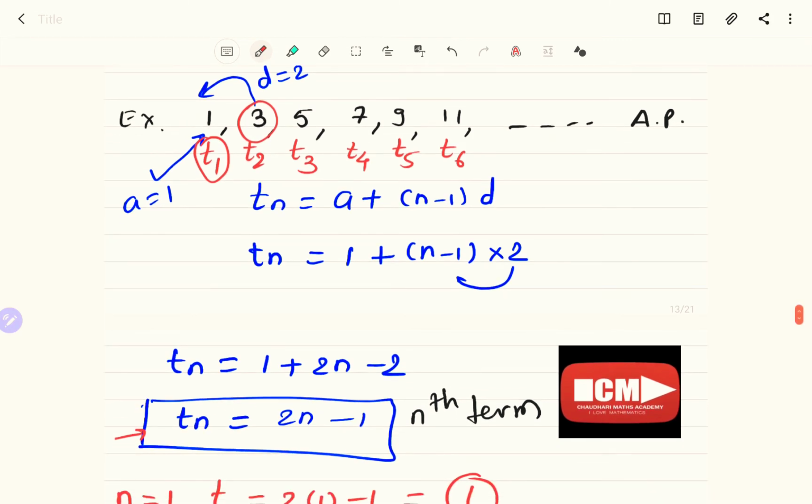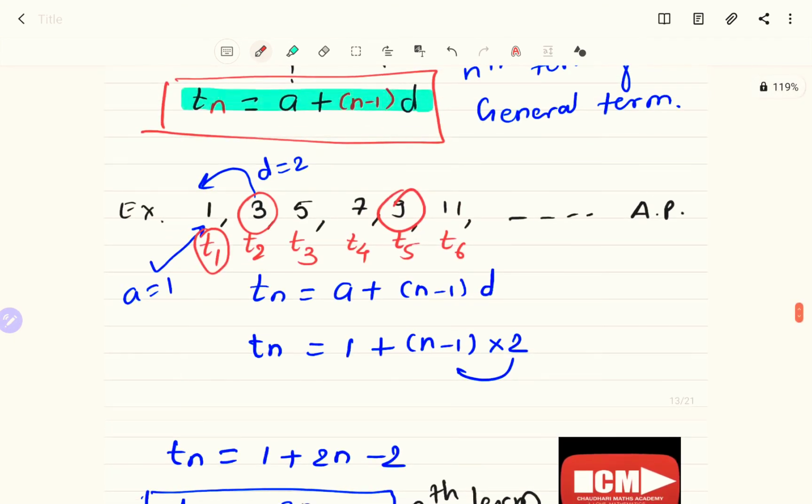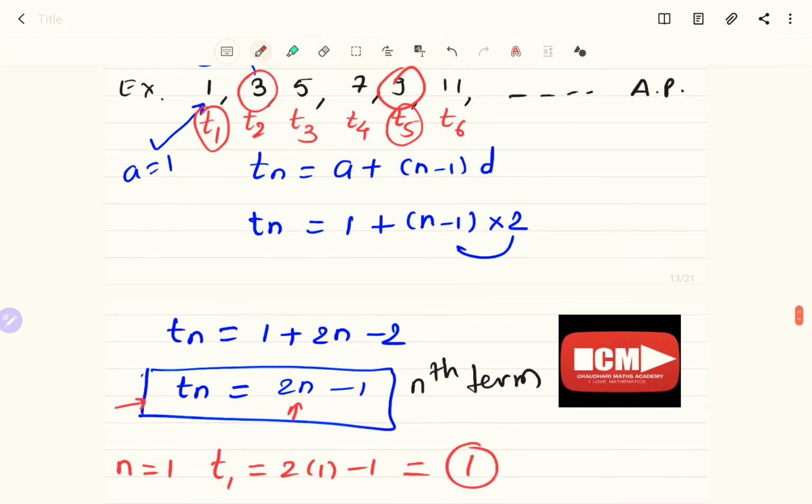Right? So if you want the fifth term of the AP, do one thing, directly substitute n equal to 5 in this formula. So this becomes twice of 5 minus 1. So friends, 10 minus 1, is it 9? And if you observe, 9 is the fifth term of the sequence. So right? So this is the importance of the nth term.